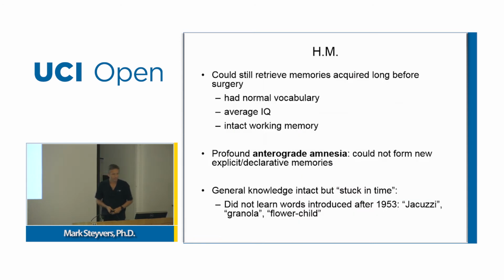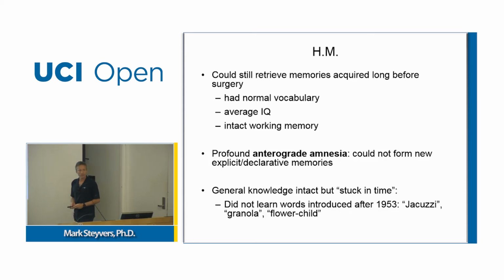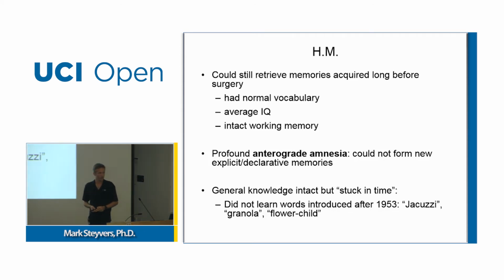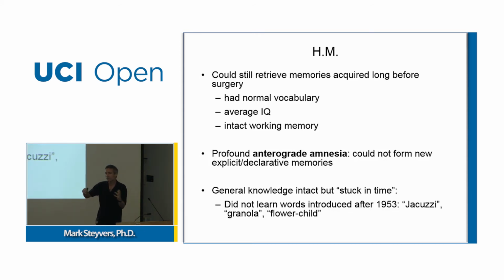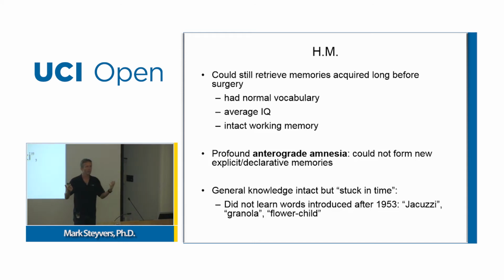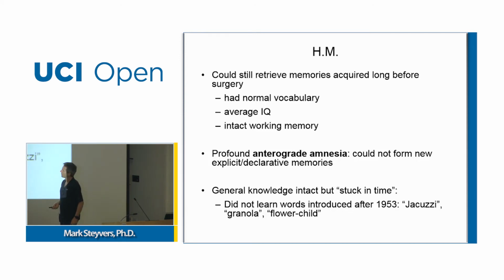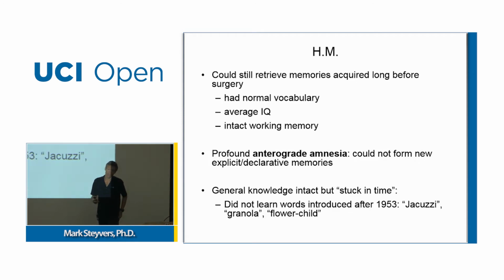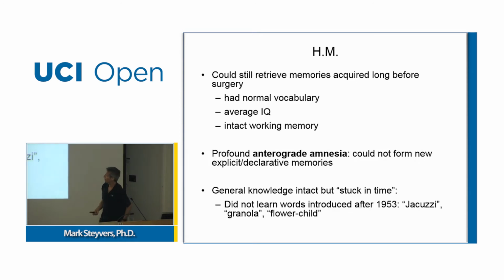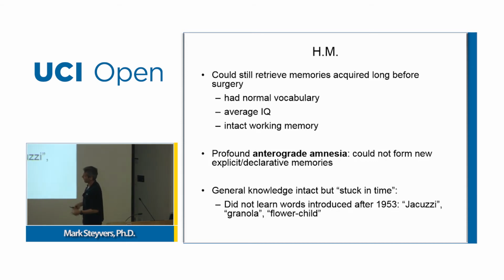So HM could still retrieve memories acquired before his surgery. He's normal in many ways. He had a normal vocabulary, average IQ, his working memory was fine, but he could not form new memories after his surgery. So he could not remember people that he met. He could not remember the doctors that he met on a daily basis. Every time, he had to be introduced to those people over and over again.